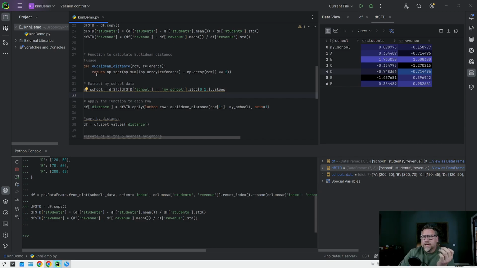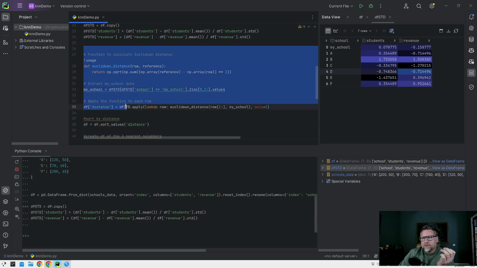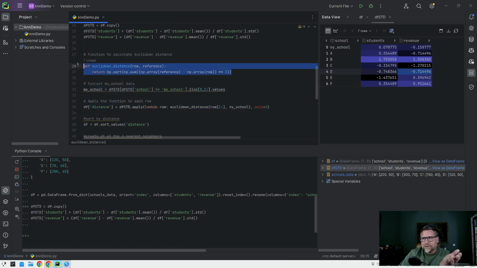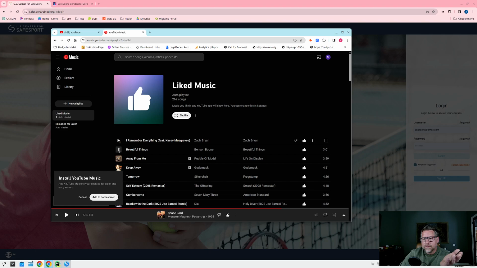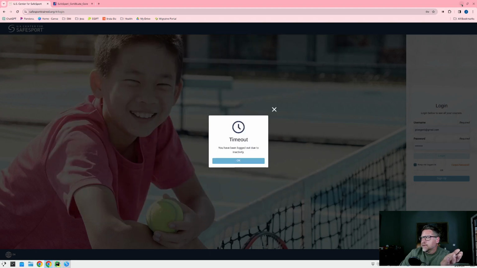Okay, so the next part here is to calculate the Euclidean distance. All right, so the first part is to create a function that just calculates that formula that I already showed you. Going back to, oops, that's not it.